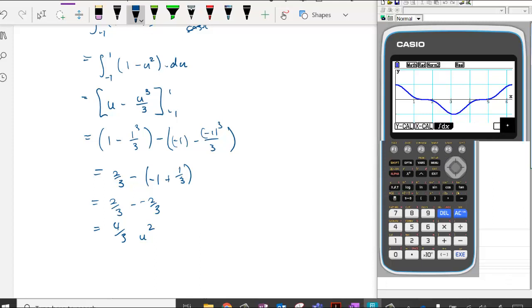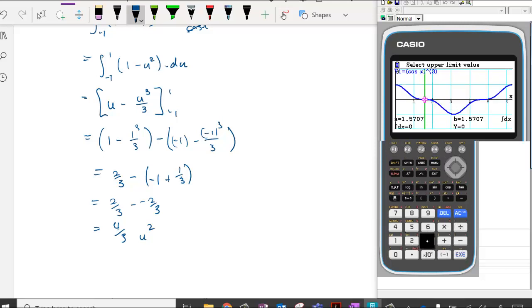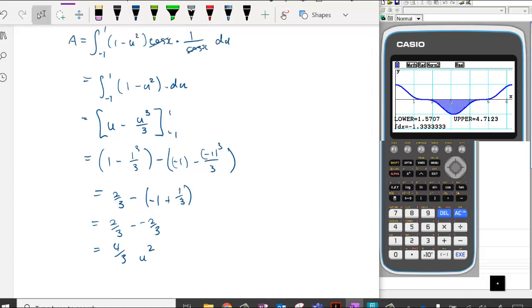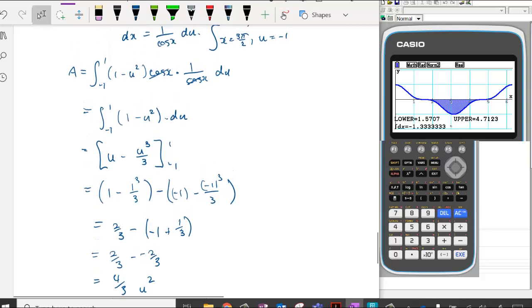If we use our graphics calculator, check again as we have with every question, and we're looking at pi on 2 and 3 pi on 2 as our bounds. We can see we've got negative 4/3 there. Now you can see that my answer is 4 on 3 u squared, where the answer on here is negative 4 on 3. Now the issue is, if you look at my bounds here, I had flipped them.